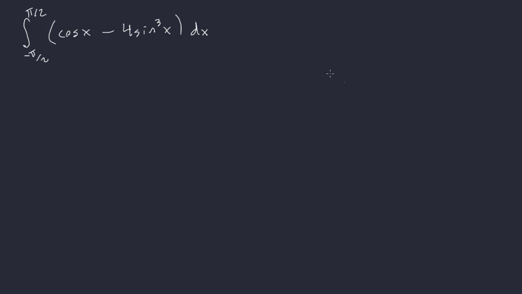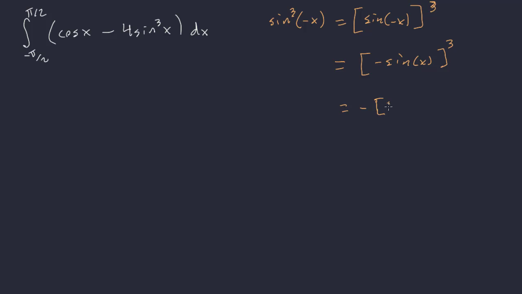sine cubed of x is odd, right? If we put -x into sine cubed x, well, that's sine of -x all cubed. And sine is odd, so this will be negative sine of x all cubed. And cubes preserve negatives, so we can actually take the negative all the way out to get negative sine of x all cubed, or negative sine cubed of x. So that means that this function right here is odd, and cosine is even. Okay?